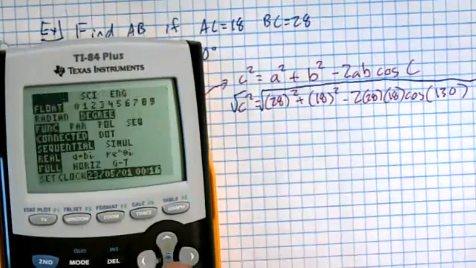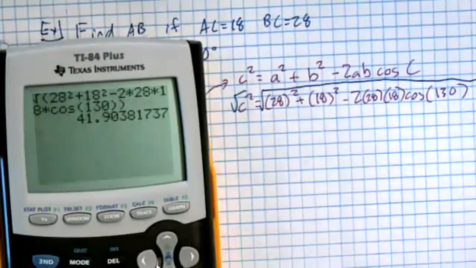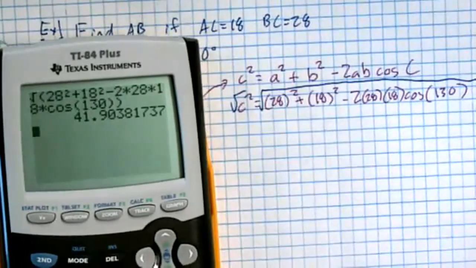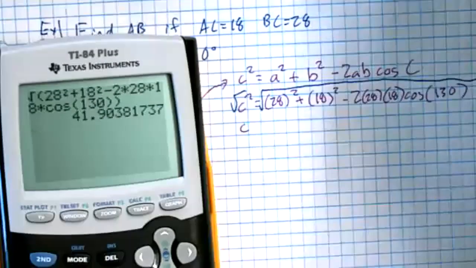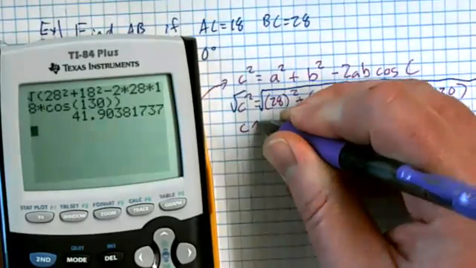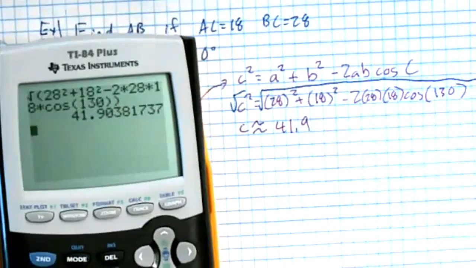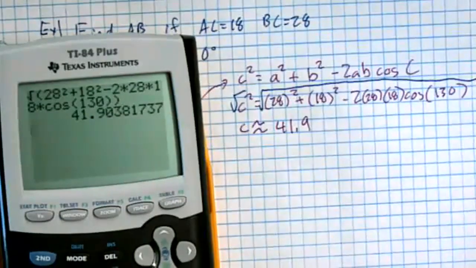Thank you for reminding me. Yes, we want to be in degree mode because that's 130 degrees, not 130 radians, and I was. And there we go. Let's round to, what does it say on your homework sheet? Tenths, so 1 decimal place. So c is about 41.9. And that would not be degrees because we're talking about the length of a side.